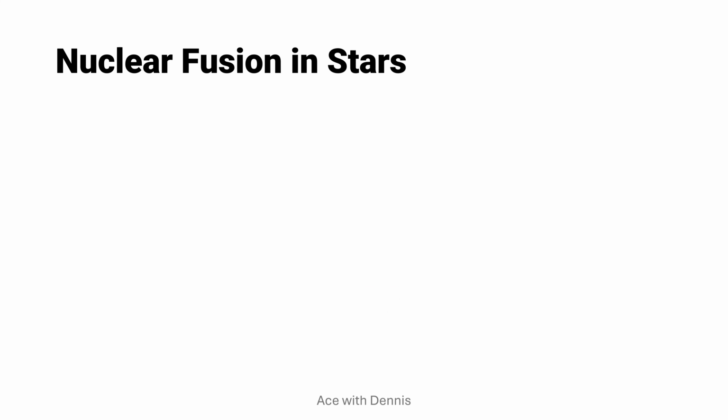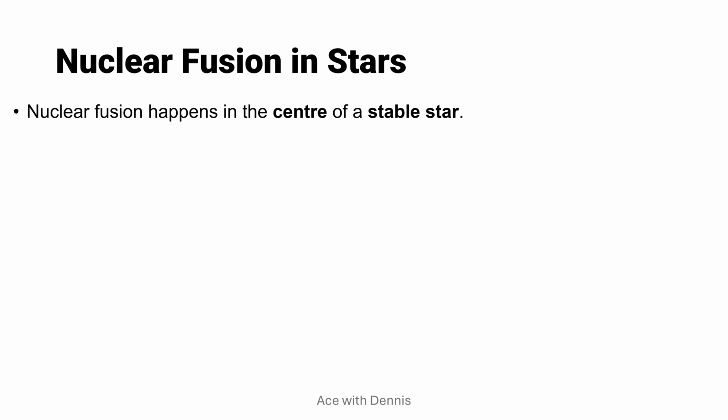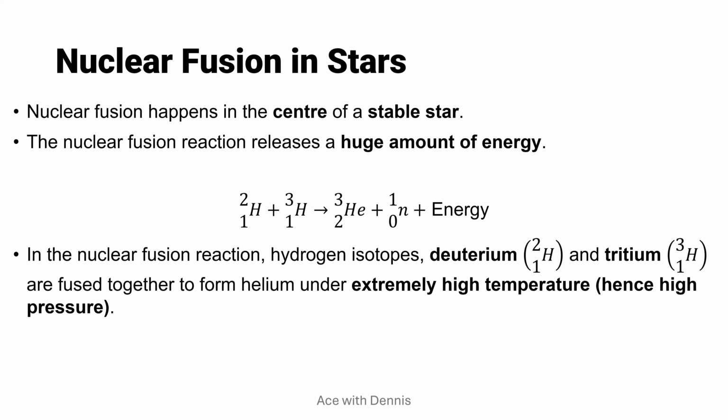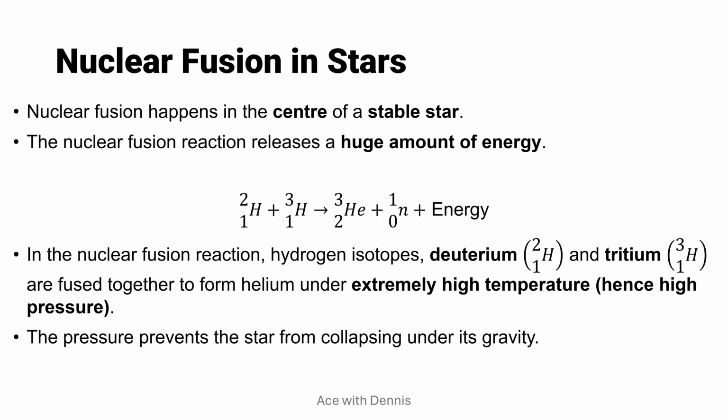Nuclear fusion in stars. Nuclear fusion happens in the center of a stable star. The nuclear fusion reaction releases a huge amount of energy. This is the chemical equation of the nuclear fusion reaction. In the nuclear fusion reaction, hydrogen isotopes, deuterium, which has 1 neutron and 1 proton, and tritium, which has 2 neutrons and 1 proton, are fused together to form helium under extremely high temperature and hence high pressure. The pressure prevents the star from collapsing under its gravity.